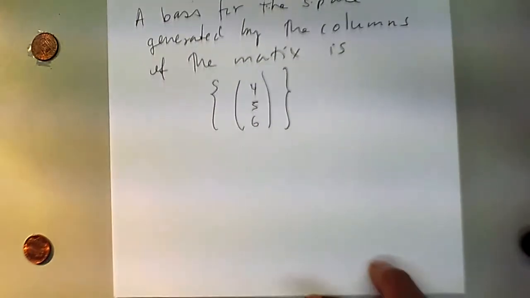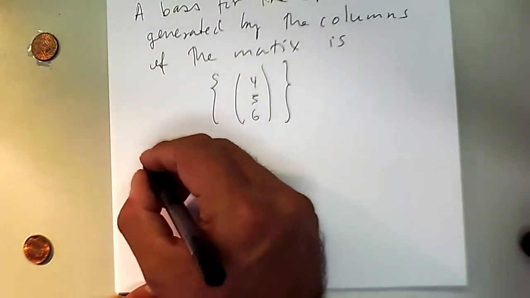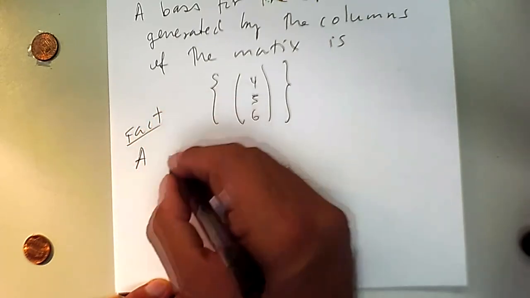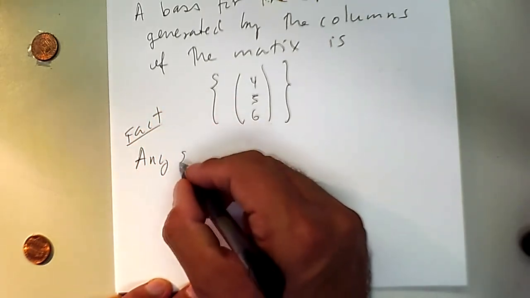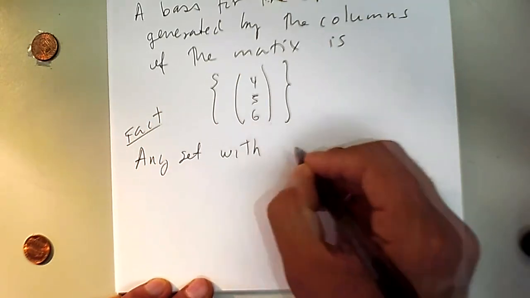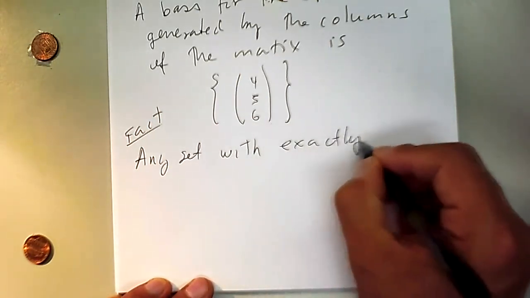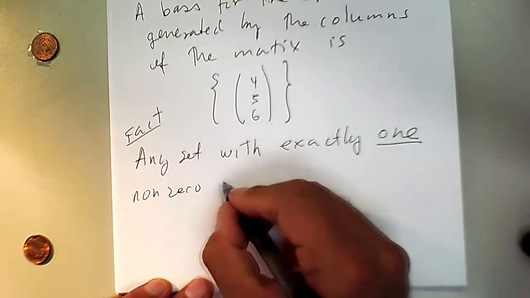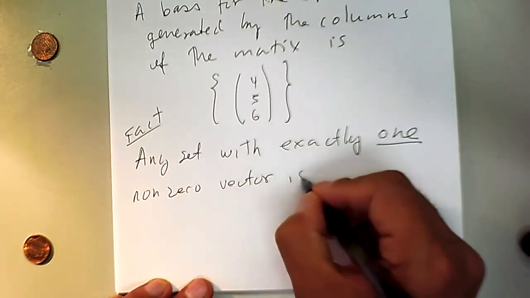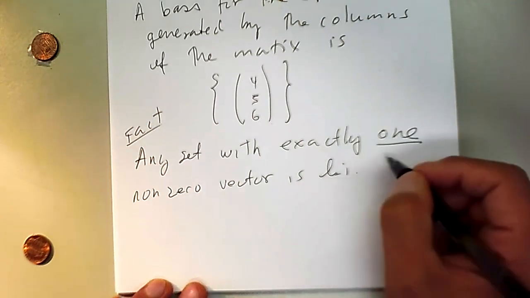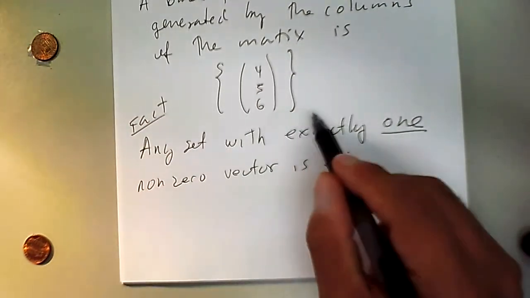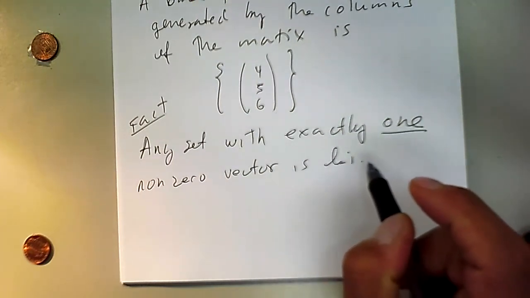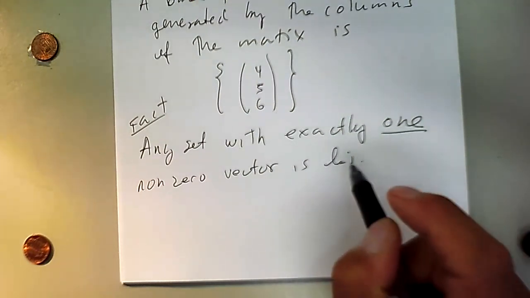Let me write that down. So this is a fact. Any set with exactly one non-zero vector is linearly independent. If you have the zero vector by itself, that is not linearly independent.